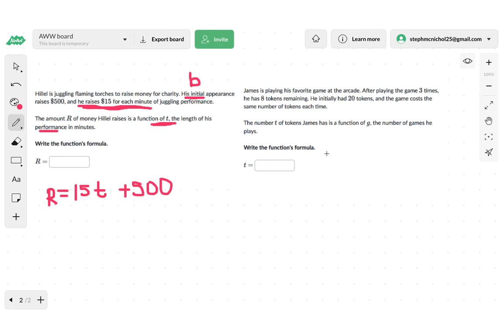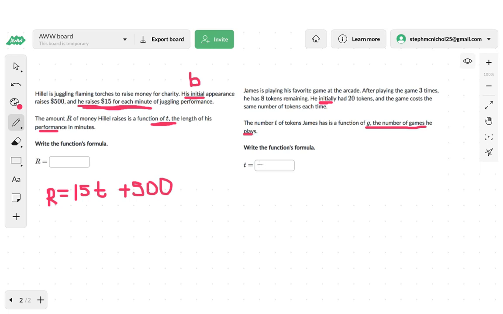All right. So for the second one, you have to do a little bit of work. So James is playing his favorite game at the arcade. After playing the game for 3 times, he has 8 tokens remaining. He initially had 20. Ooh, initially, good word. And the game costs the same number of tokens each time. So the number t of tokens James has in the function of g, the number of games he plays.